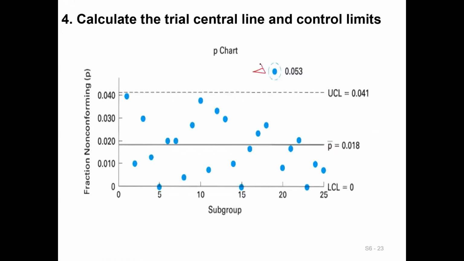What you're going to do is study and investigate the root cause of this point, why the fraction non-conforming, the P, is beyond the upper control limit. You must be able to find the root cause and resolve it. Then this point needs to be removed in order for you to recalculate the revised upper control limit and lower control limit.